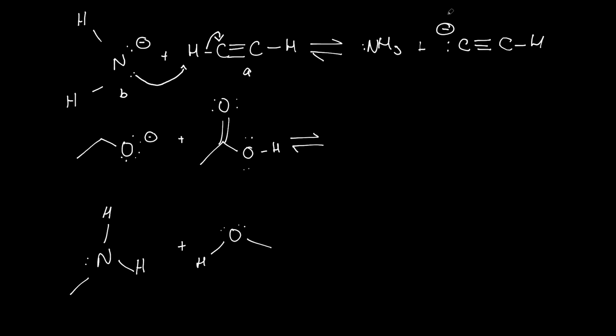So now which side is favored? Well, we have to look at electronegativity for this one because there's no inductive effects, no resonance, nothing like that. The carbon over here is less electronegative. That means it's going to be less stable. It means the reactant side is going to be favored.